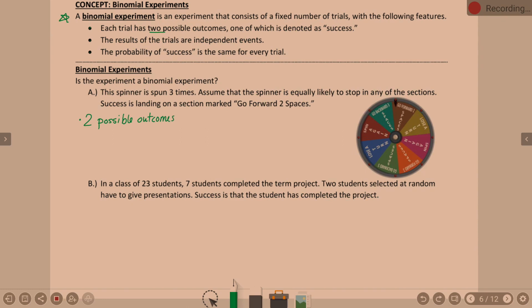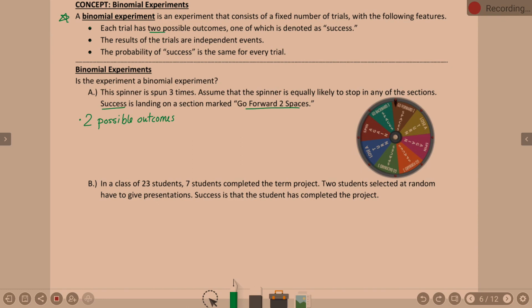What would be deemed success? What are we trying to do here? Go forward 2 spaces. So success is landing on go forward 2 spaces. And then what's the other alternative? Not landing on go forward 2 spaces. Does that make sense there?